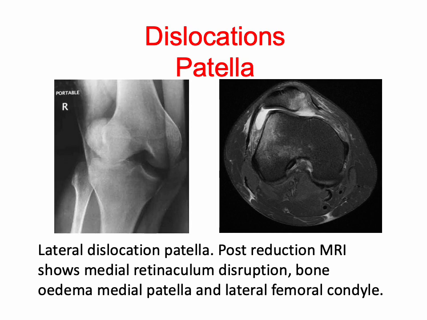This is a patella that's been dislocated laterally, and on the MRI after it's been relocated, all this white stuff here is edema in the bone. So we've got edema in the tibia and edema in the patella, where these two have been bumped up against each other. And you can see that the medial patellar retinaculum is completely disrupted as a result of the dislocation.